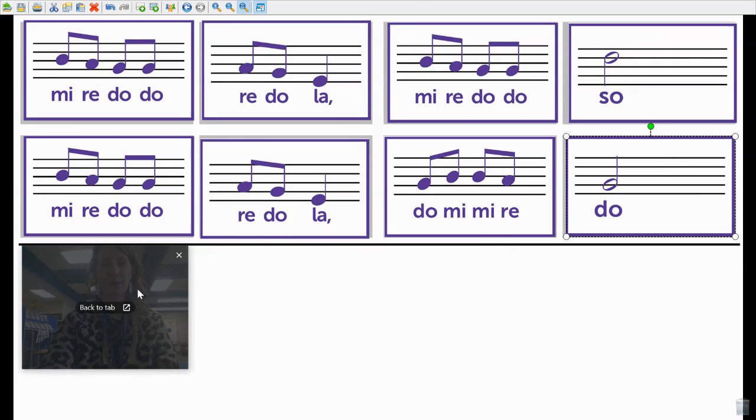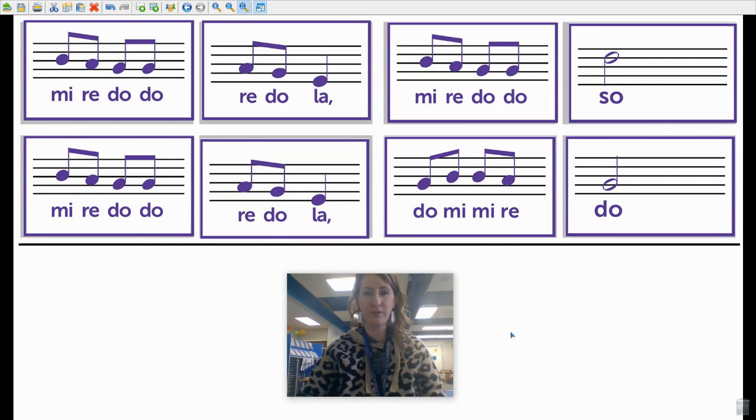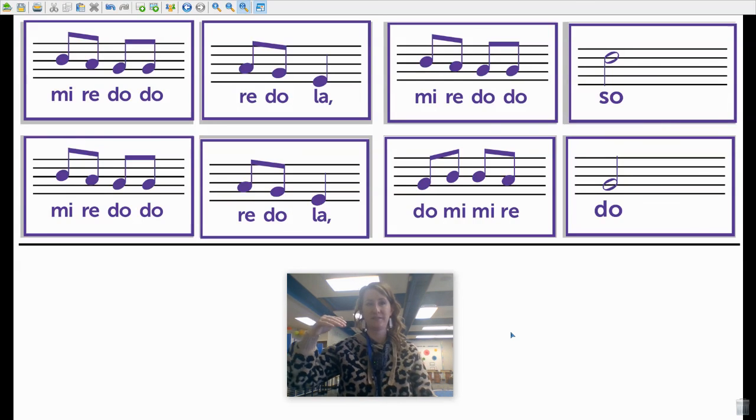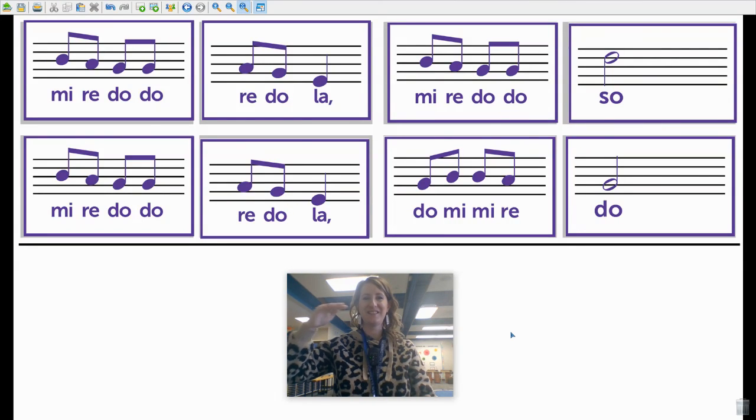So everybody, we are going to sing the whole thing with our hand signs. Do your best. Mi, re, do, do, re, do, la. Mi, re, do, do, so. Mi, re, do, do, re, do, la. Do, mi, re, do. One more time.